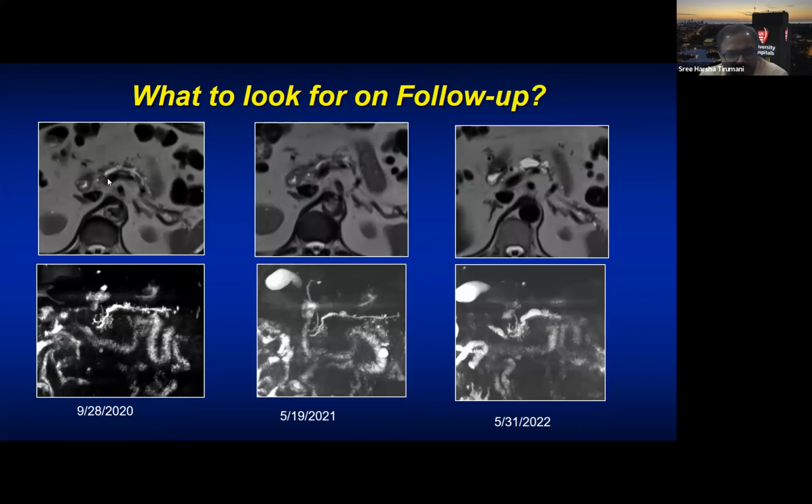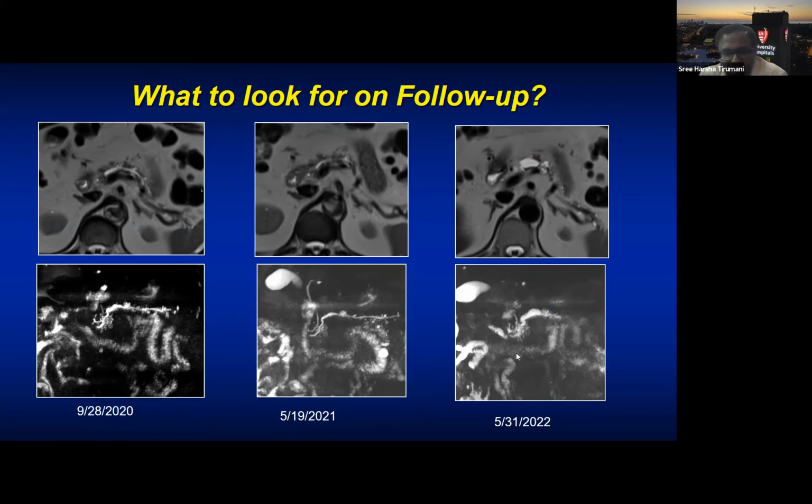Another example, a diffusely dilated duct with several dilated side branches. One follow-up at almost 8 months showed that the duct was almost stable. With the difference in projections, it actually looks a little smaller, but during follow-up in May of this year, one portion of the duct started dilating more than the rest.